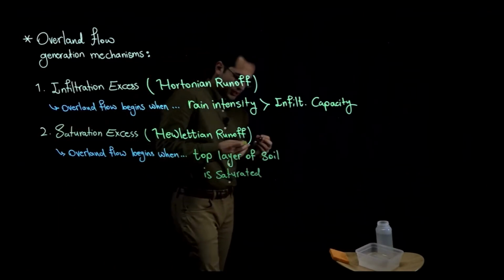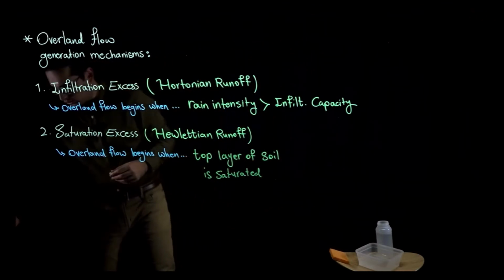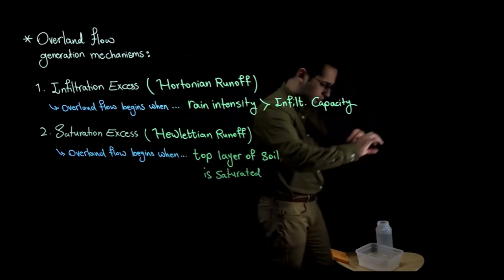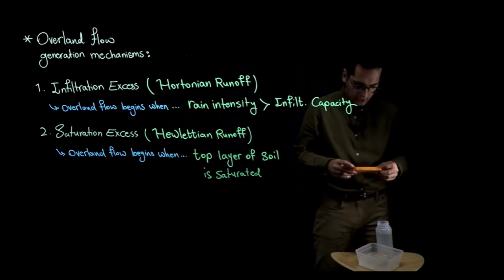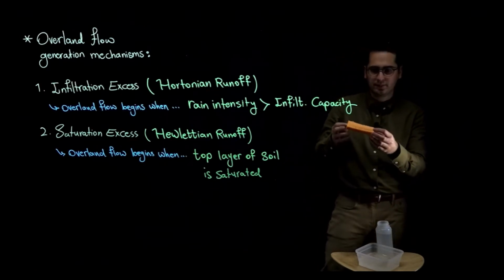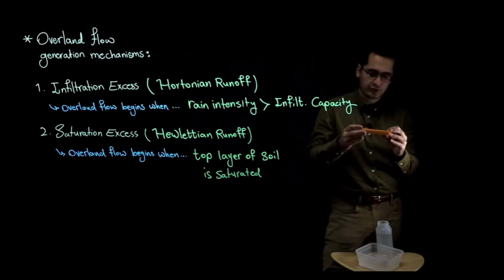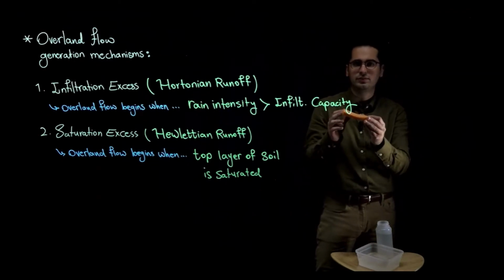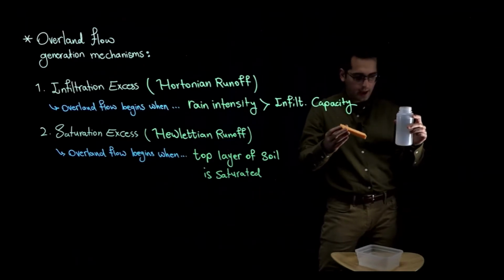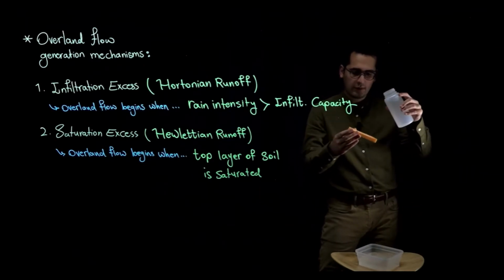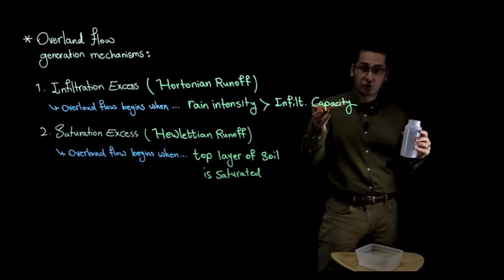All right. I have a sponge over here and also a bottle of water, and I'm going to show you these two mechanisms using a very simple experiment. This sponge is a porous medium. It has a lot of pores. Soil also has a lot of pores, right? So this sponge is a good representative of the soil. Also, I have a bottle of water over here. I'm going to apply water on top of this sponge, on top of the soil, and see what happens. Right now, the sponge is dry.